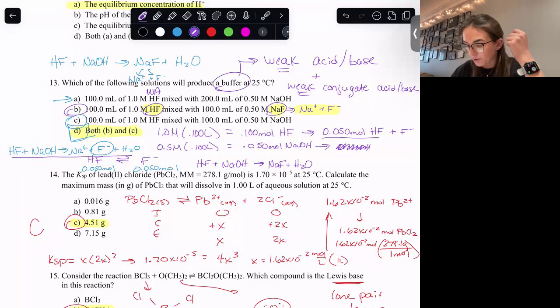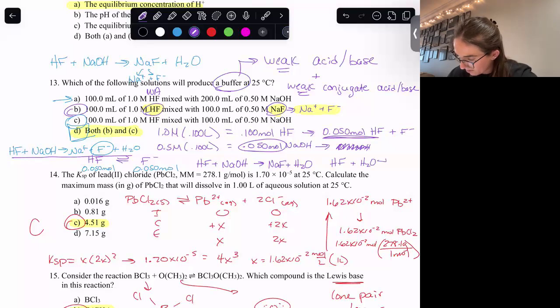We're still left with a little bit of HF. We've also now produced F minus. And how much did we produce? We produced 0.05 moles of F minus. So right now we have HF in water forming F minus and H3O plus, and we have 0.05 moles here and 0.05 moles here.